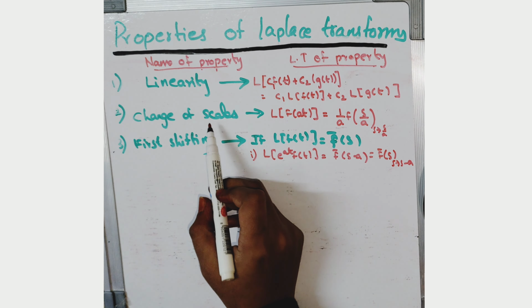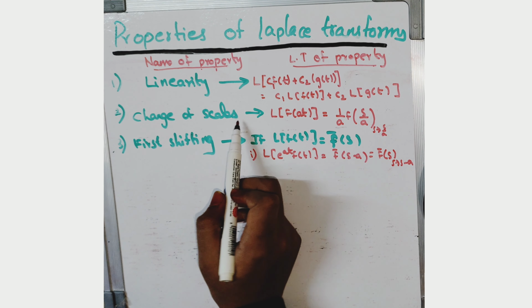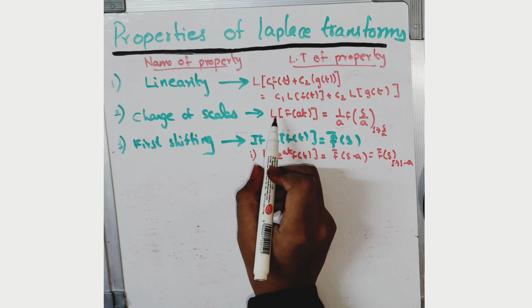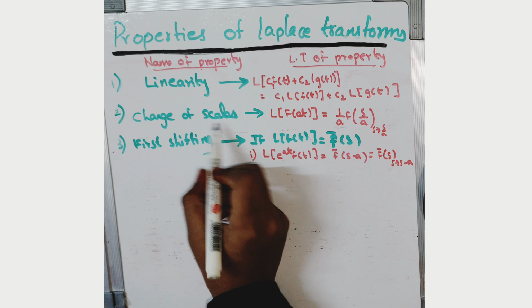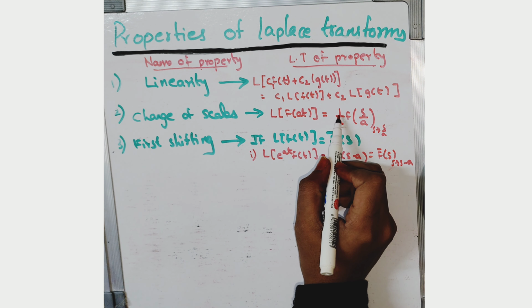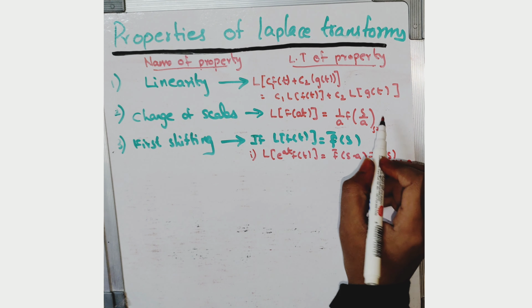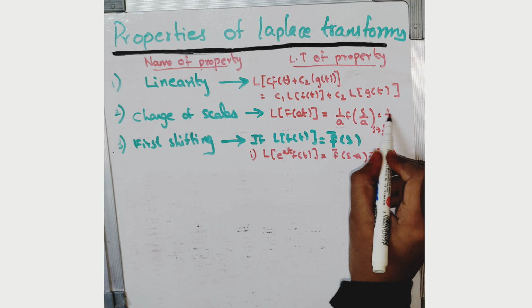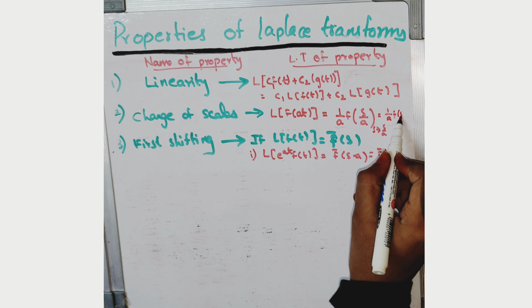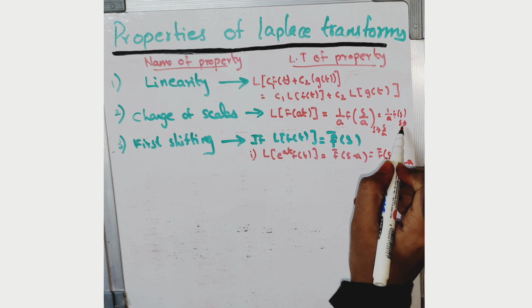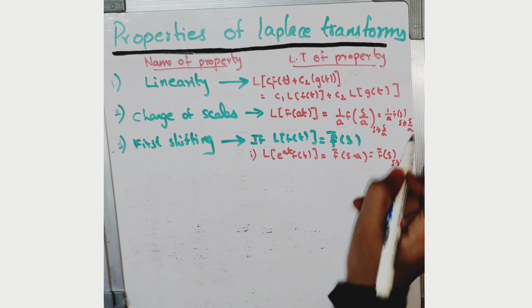Next, the second property is change of scale. So this change of scale is f of t, and we are applying the Laplace transform for this change of scale, which is 1 by a into F of s by a, and we can also write this as 1 by a into F of s, for s tends to s by a.